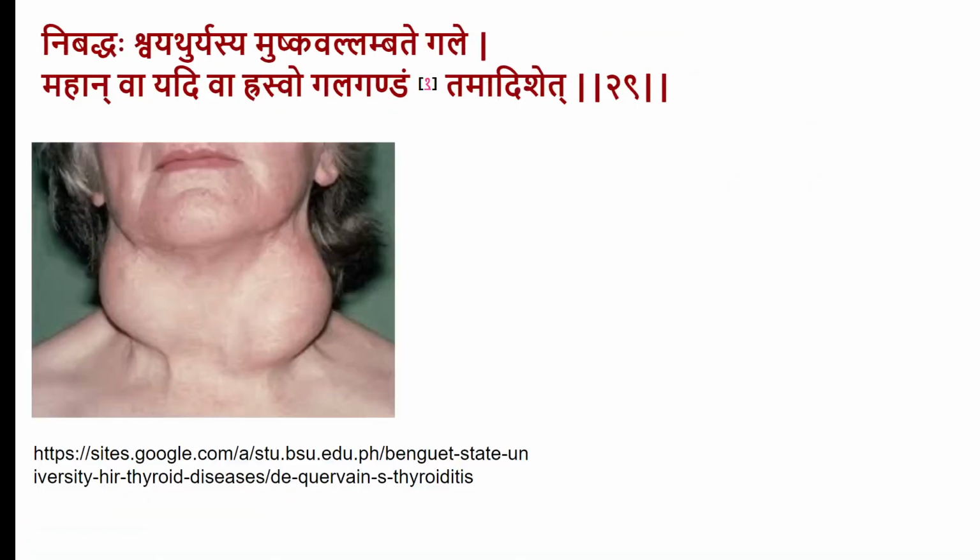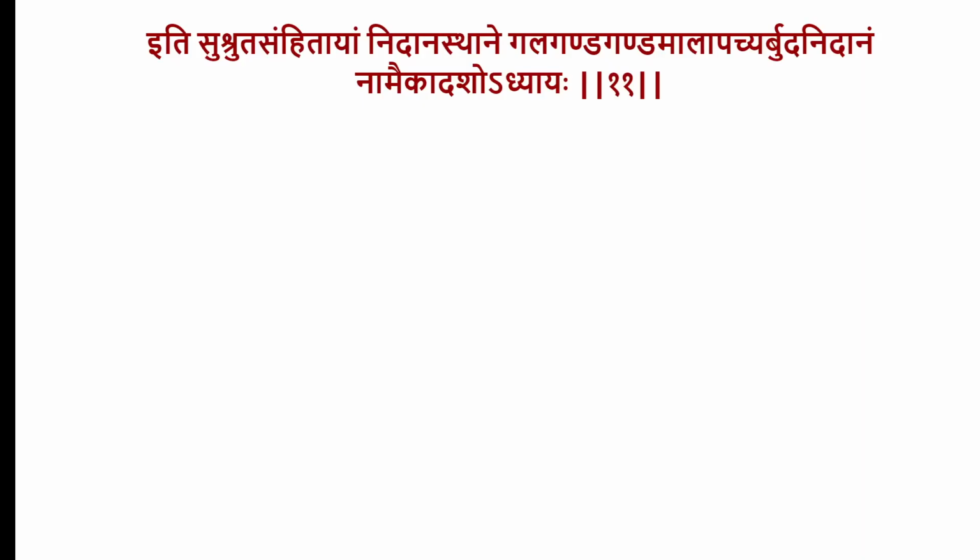Now, the last part is about the same which we have discussed earlier. The general shape of the Galaganda is compared to the Mushka, bilobular settings, and they could be either bigger or smaller in size. They are called Galaganda, which confirms the thyroid swelling. Now, with this, the chapter is over.